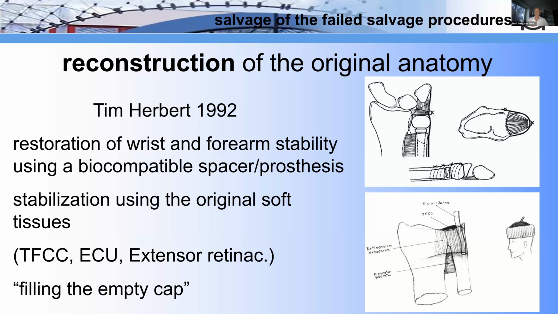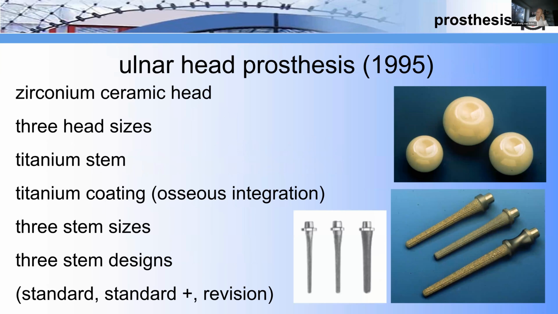And using for stabilization that system, we can use the original soft tissues, because these should usually still be there after an ulnar head resection or hemiresection arthroplasty. So what we do, in a way, if we remember that sort of cap on the ulnar head, is we try to fill the empty cap with a biocompatible spacer by all means. So that led to the development of the ulnar head prosthesis that finally was finished in 1995.